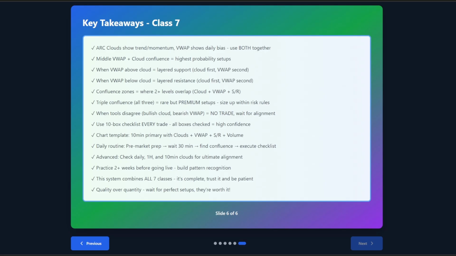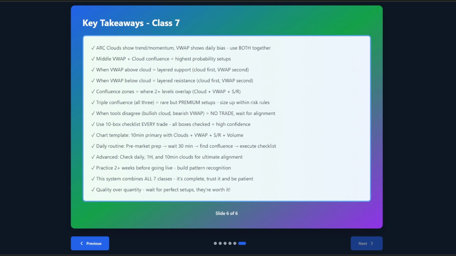So, chart template: 10-minute primary with clouds plus VWAP plus support and resistance levels and volume. Going back to volume, you always want the volume to back up the move. So your daily routine is pre-market prep, wait 30 minutes, find your confluences, execute your checklist. And for more advanced, check the daily, check the 1 hour, check the 10-minute for ultimate alignment.